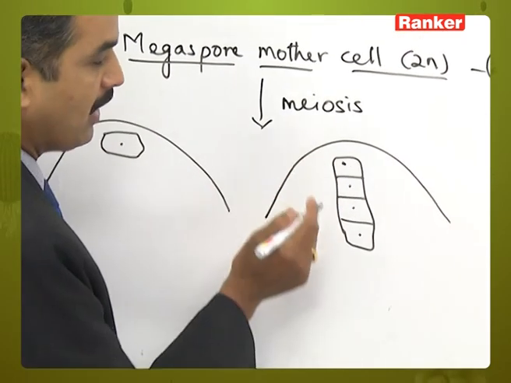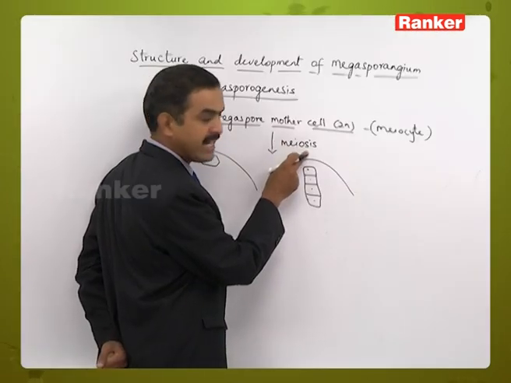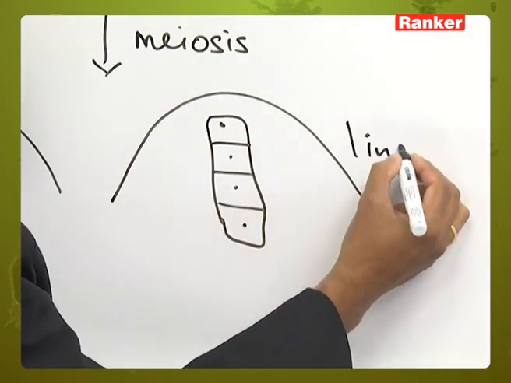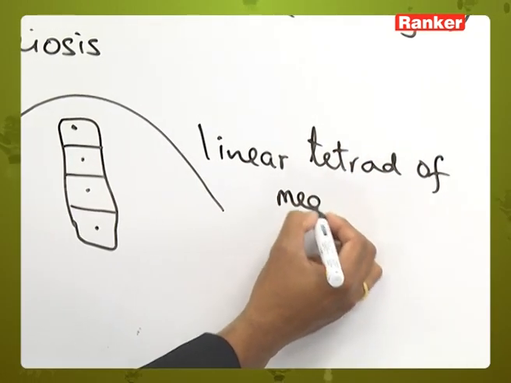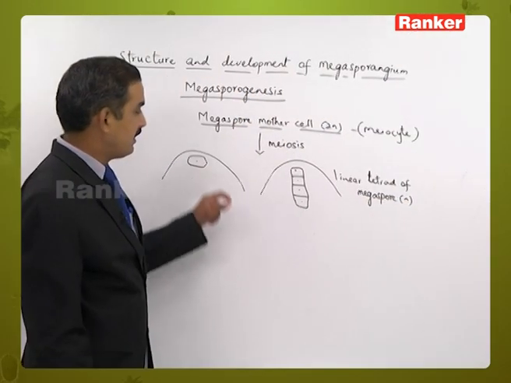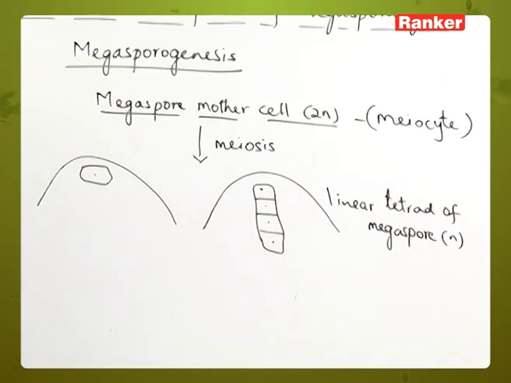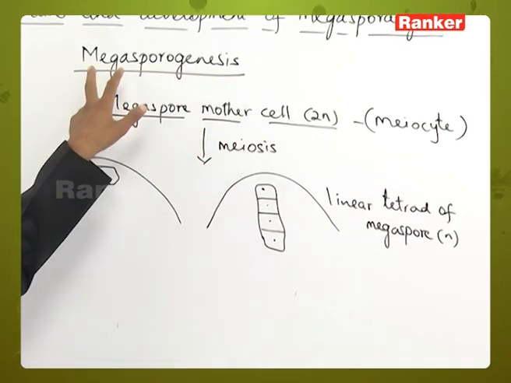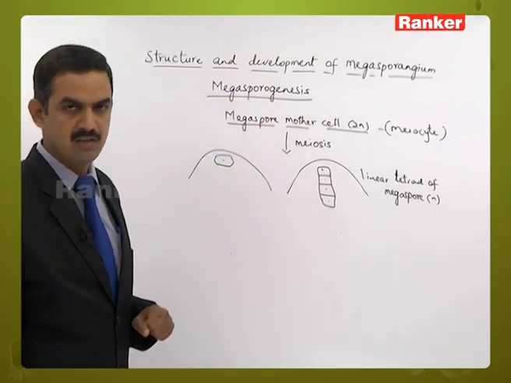Linear tetrad means the 4 megaspores which are formed will be in a straight line. As we know, this is the nucellus tissue, and this side is considered to be the micropylar end, whereas this side is the chalazal end. Here we consider this as a linear tetrad of megaspores. Each megaspore is haploid, and the process of formation of megaspores from the megaspore mother cell by meiosis is called megasporogenesis. Genesis means formation, the formation of the megaspore. So we call it megasporogenesis.